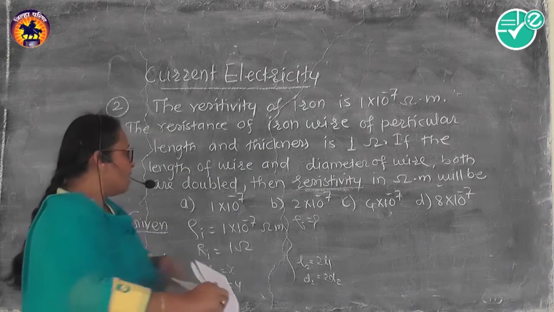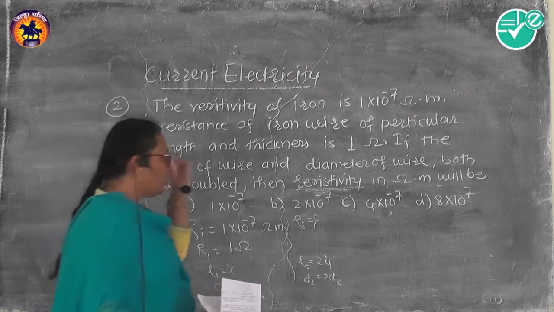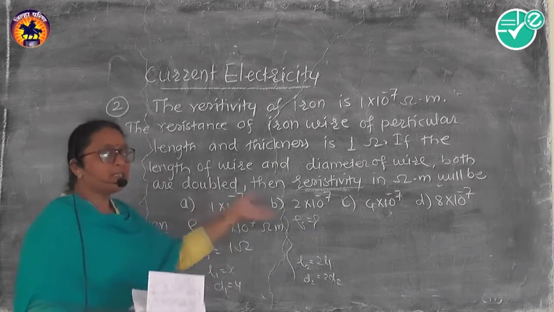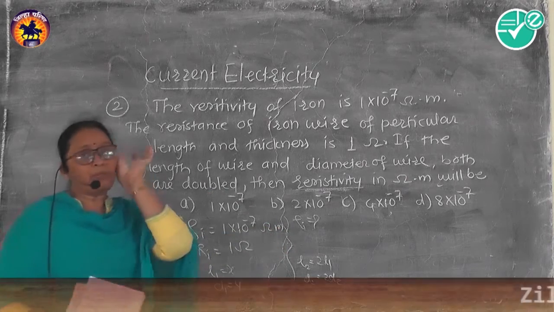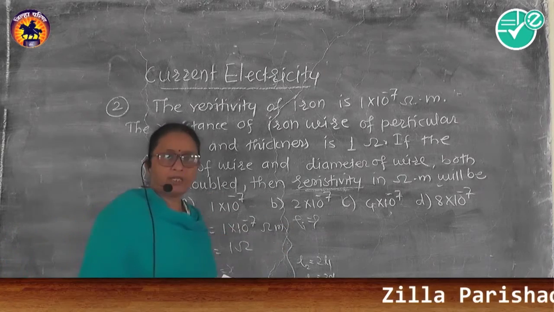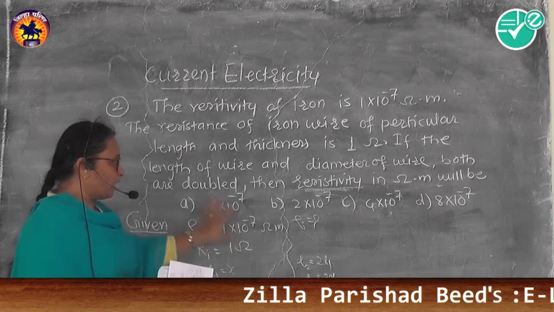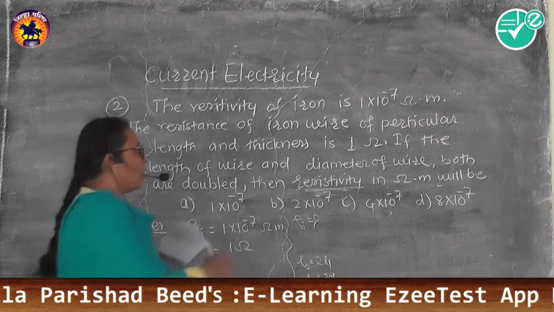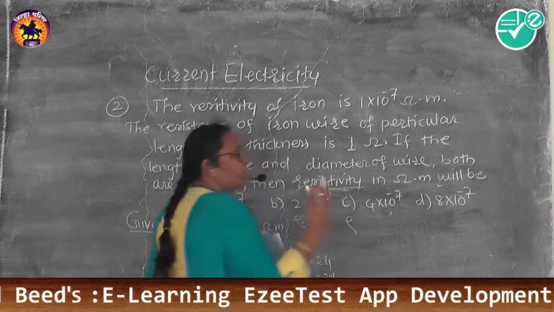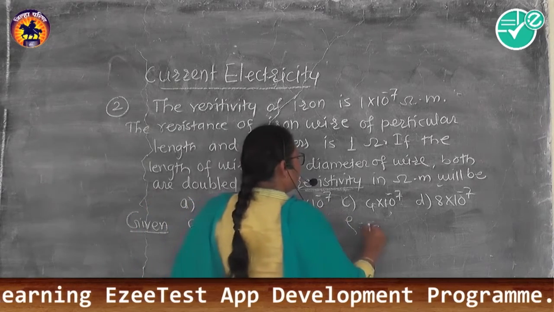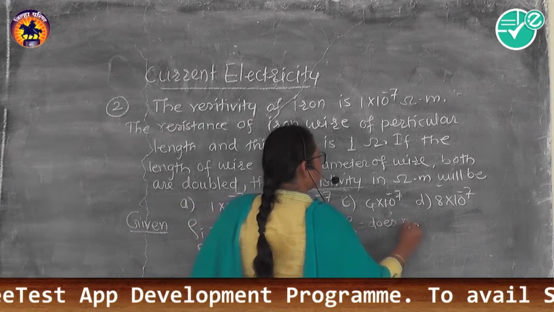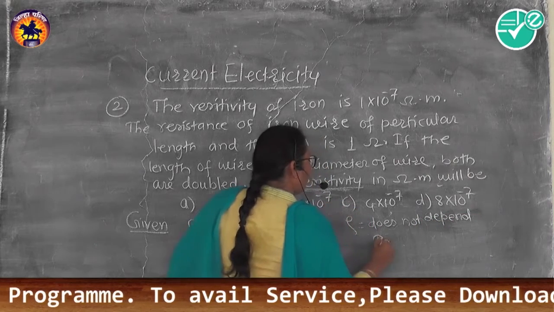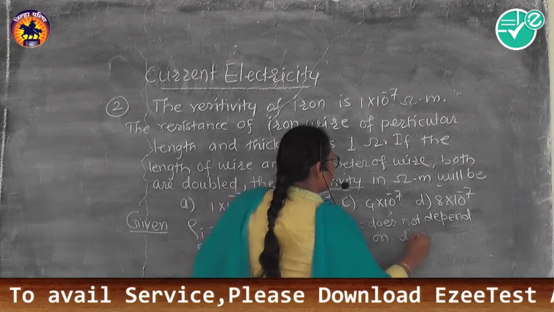But here we have to remember that as this example is for resistivity, and resistivity is intrinsic property of a material which depends on only the nature of material. Means if there is a change in a material, then there may be change in its resistivity. But here material remains same, and we change the length as well as a diameter on which that rho does not depend. So rho does not depend on dimensions.